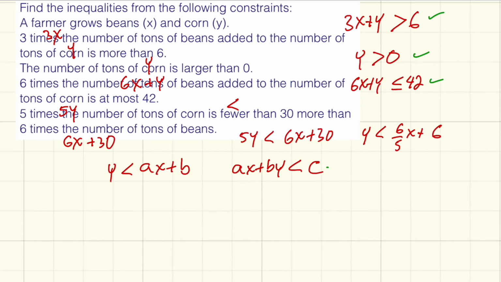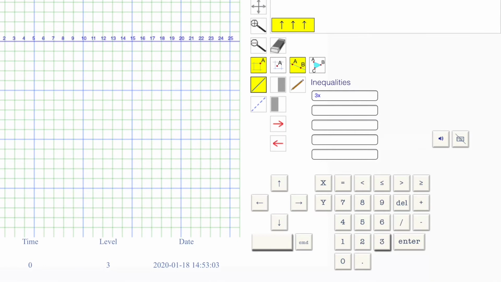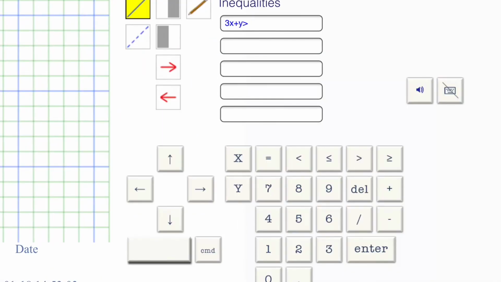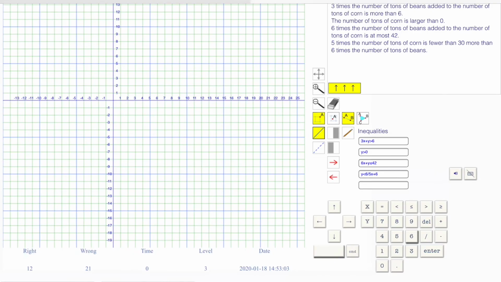Back to the program and enter these different equations. 3x plus y is greater than 6. For the next one, y is greater than 0. For the next one, 6x plus y is less than or equal to 42. The final one, y is less than 6 over 5 x plus 6. I can just press enter.